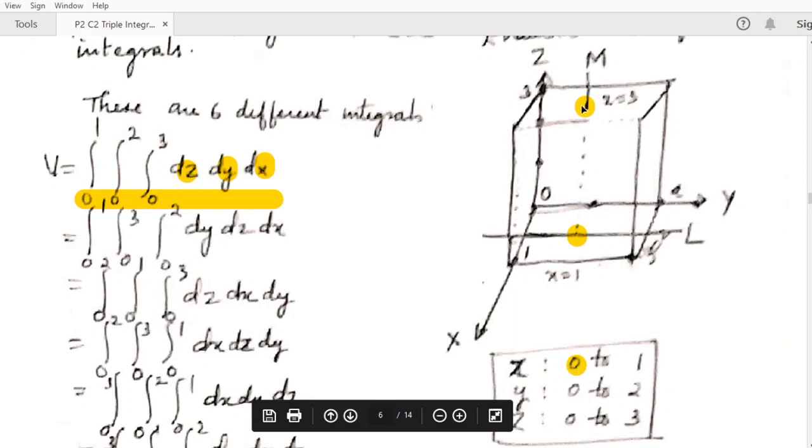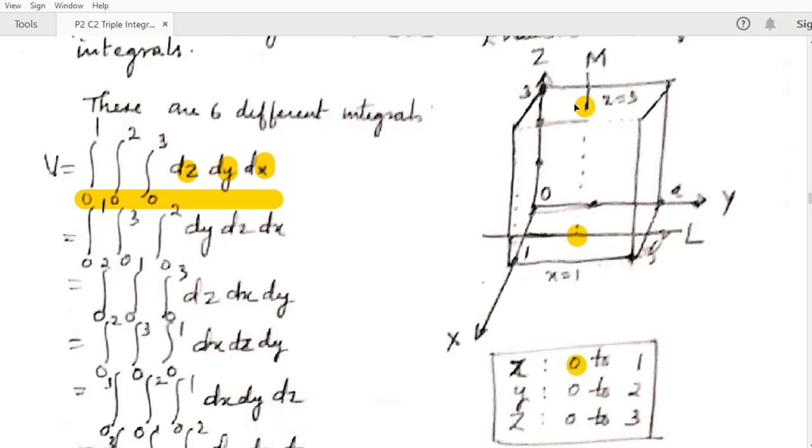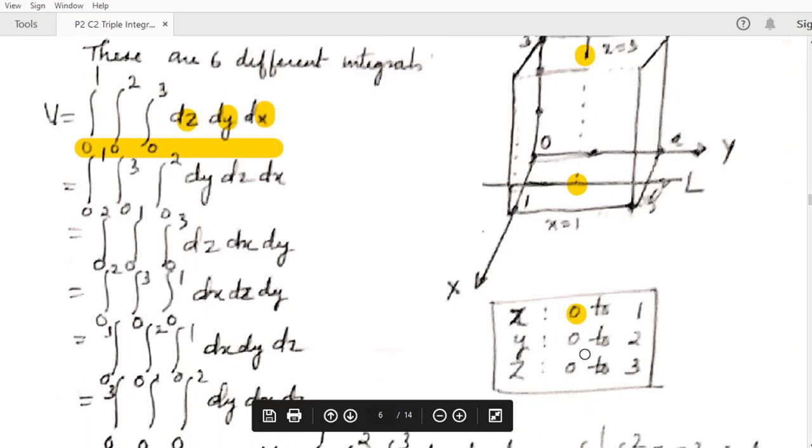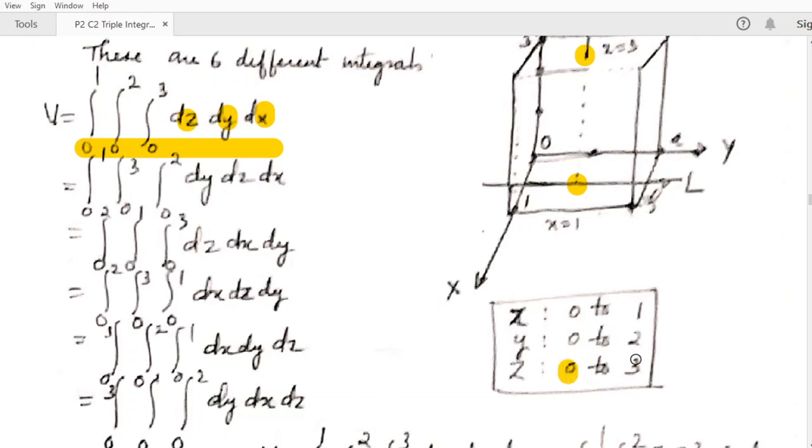Now we have to find the value of z at this point, and we know that this particular point is a point on the plane z equal to 3. So this is z equal to 3, and any point on this plane has the value z equal to 3. So our limit for z is from 0 to 3.